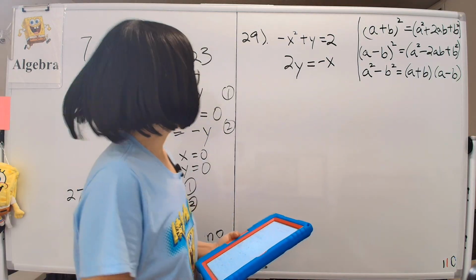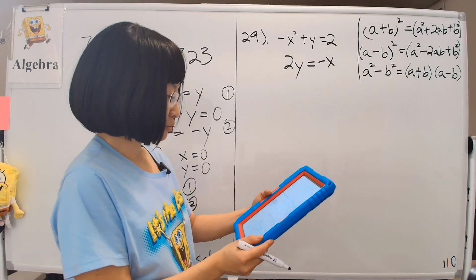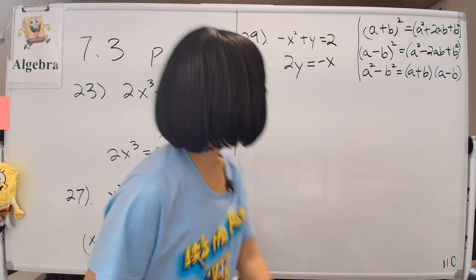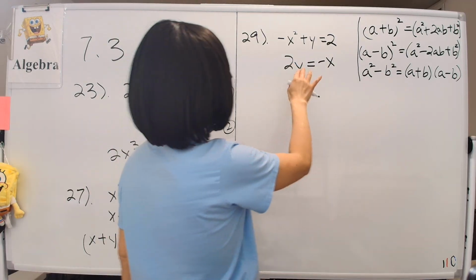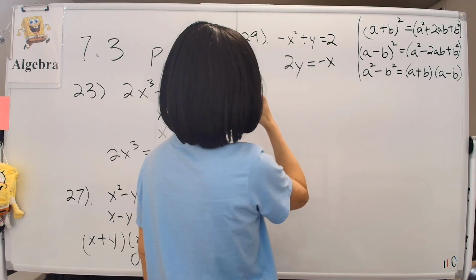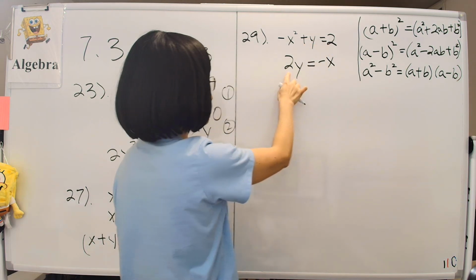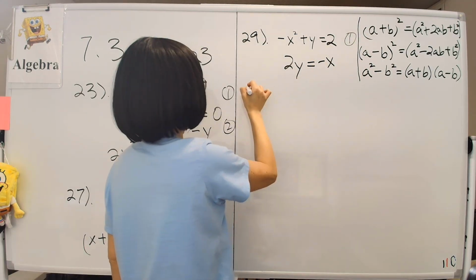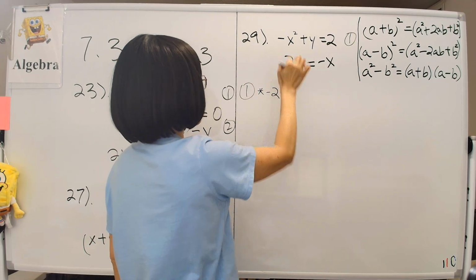So next, let's do problem 29. Minus x squared plus y equals 2, and 2y equals minus x. To do that, let's take equation 1 and multiply it by minus 2, because I want to knock out the 2y here. So here's equation 1, and let's take equation 1 multiplied by negative 2, so that it looks like this one.